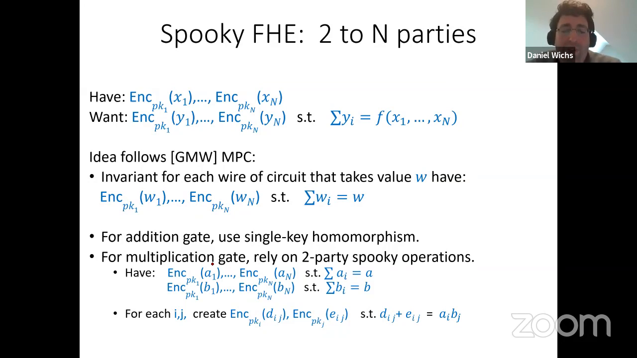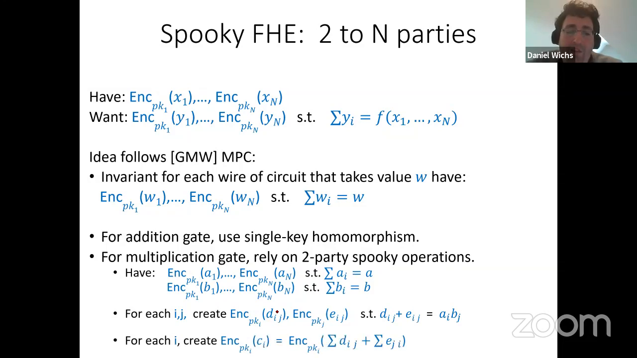So here's the way to do this. I'm going to use the 2-party spooky operation to come up with encryptions of some d and e values that sum up to any product ai times bj. Then I'm going to sum up the encryptions of this form for any party i to get these encryptions of ci, and now the ci add up to a times b. In the GMW setting, we used OT to do this type of multiplication, whereas here we're using this additively spooky homomorphism to implement this operation. But otherwise, it's really the same idea as GMW MPC.